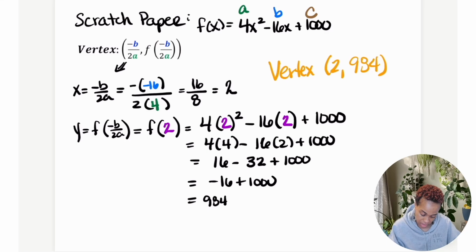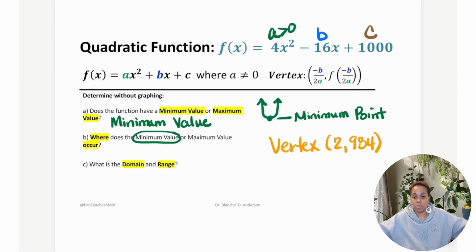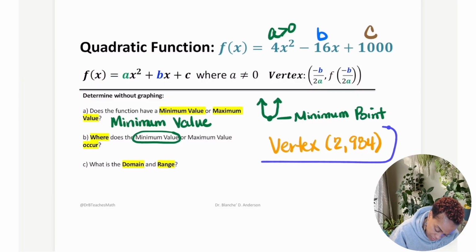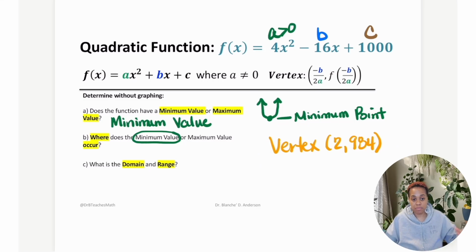So let's come back here. So I'm going to put our vertex is 2, 984. So the graph opens upward, so it's going to go up and keep going. The domain, we know, is always negative infinity to infinity. But where does the graph start? This is our vertex. Our vertex is the lowest point, right? So does the function have a minimum value? Yes, it has a minimum value of 984. Where does the minimum value happen? It happens at x equal 2.